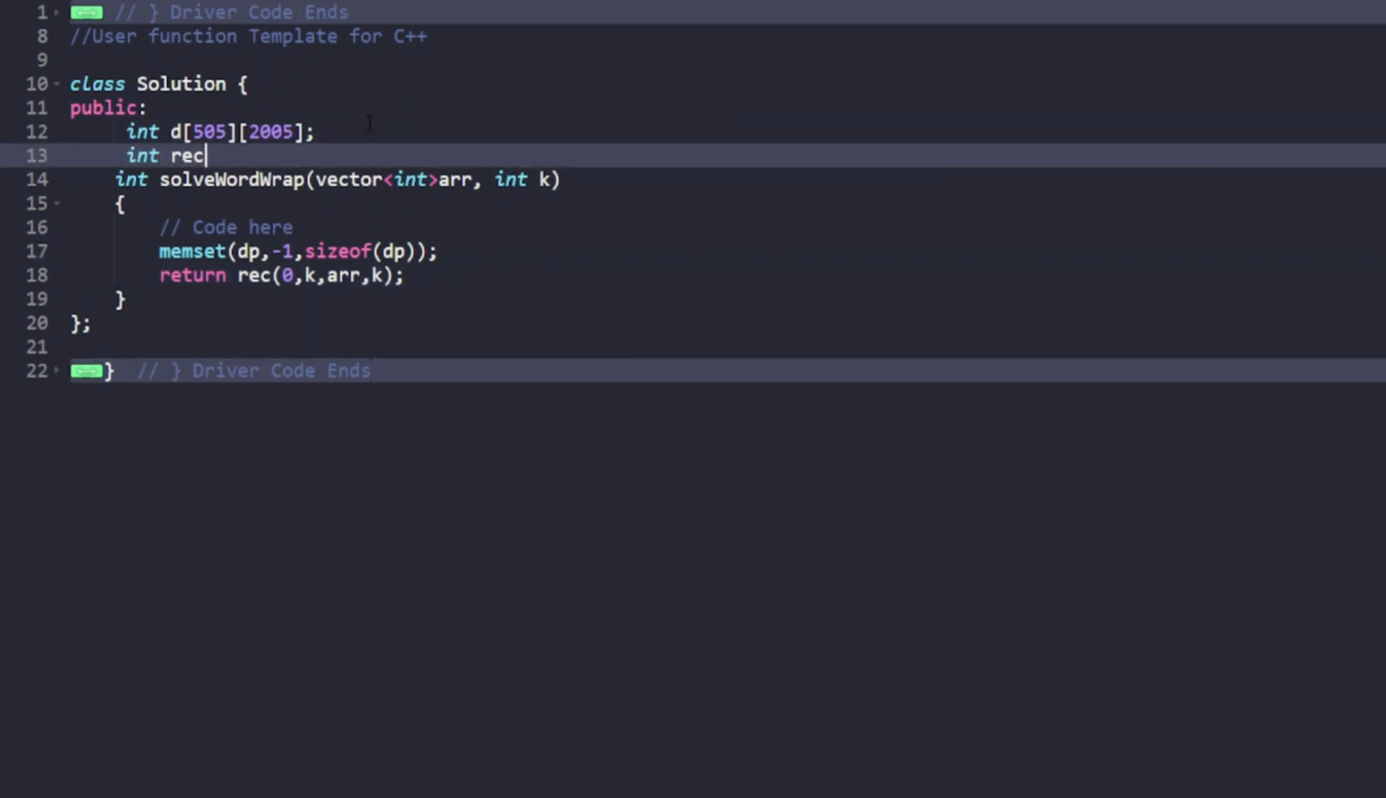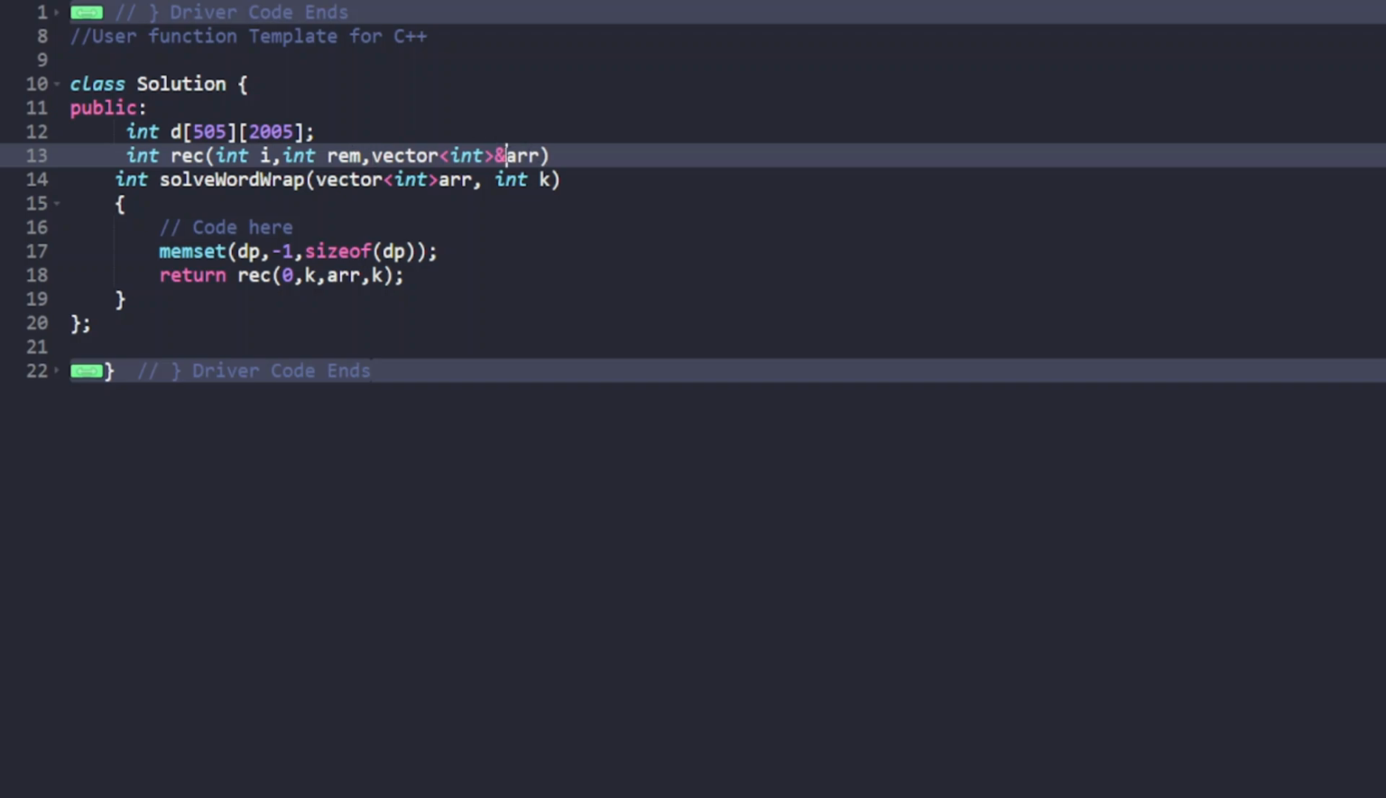Okay, I have this int recursion, and in the int recursion I'll be having the index I, and I'll also be having the vector int ARR that I have already passed. But before that I'll also be having the int remaining. The int remaining will tell me the remaining number of spaces that I have left, right?